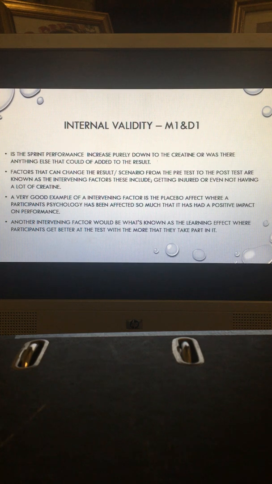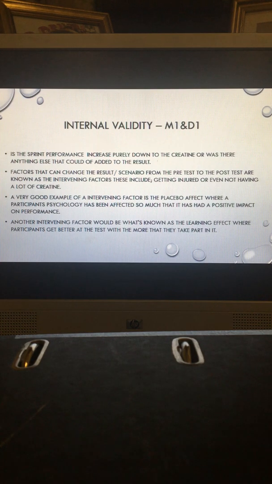Intervening factors are things that would change the scenario from the pre-test to the post-test. These could include how much sleep someone would get, how much fatigue from training that they have, the supplements that they could take in, such as caffeine, and also the weather that they have on the 2 test days. The intervening factors for the 4 weeks in between the tests are not doing enough training, getting injured, not taking enough creatine so it doesn't have enough impact.